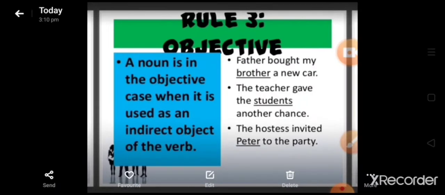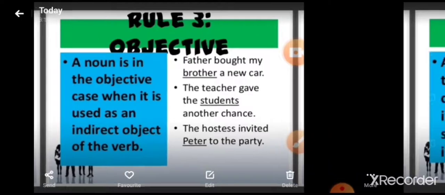Rule number three: a noun is in the objective case when it is used as an indirect object of the verb. Father bought my brother a new car. The teacher gave the students another chance. The hostess invited Peter to the party. Here you can see it is used as an indirect object of the verb.